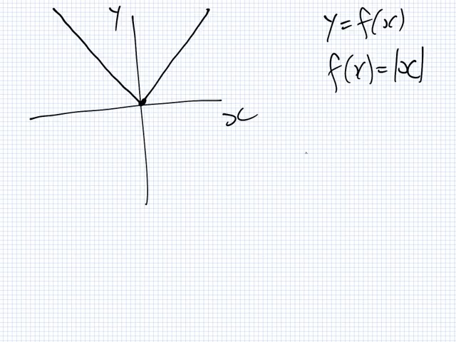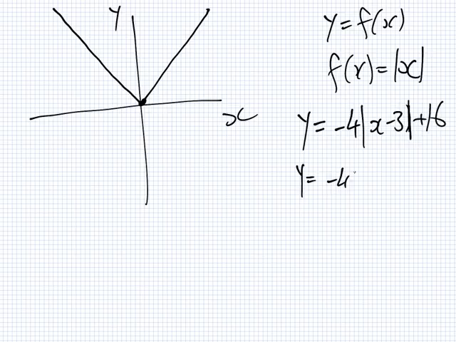Now, can you please read out the example I had a moment ago? What was it? Y equals minus 4, absolute, x minus 3, plus 16. Which is y equals minus 4 f(x minus 3) plus 16, where we're calling f the absolute. In other words, I can change this into a transformation problem. Yeah, that was it.